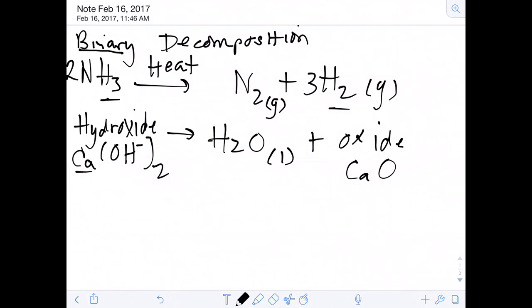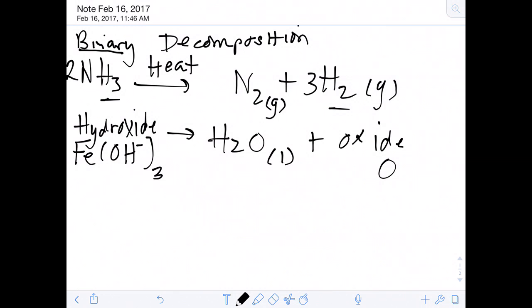What if I replace this with iron? Let's say I start with iron hydroxide, and let's say it's iron 3 hydroxide. Then what do I get for an oxide? What do you think, Darren?